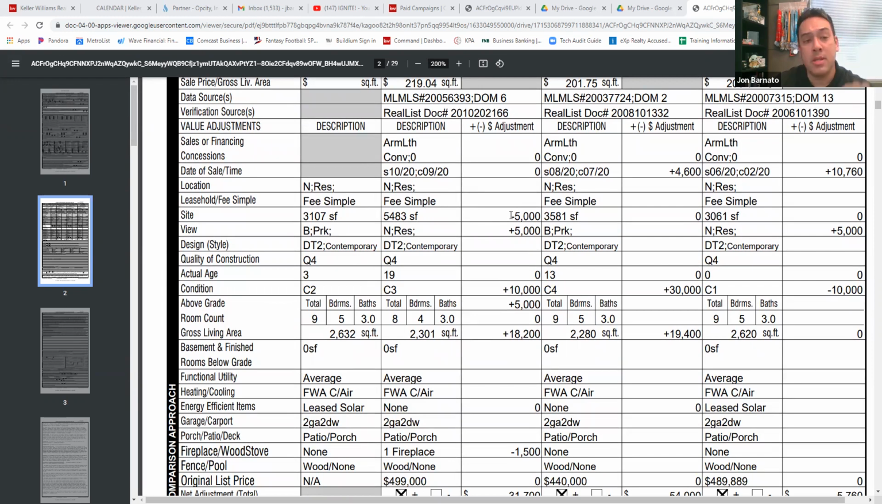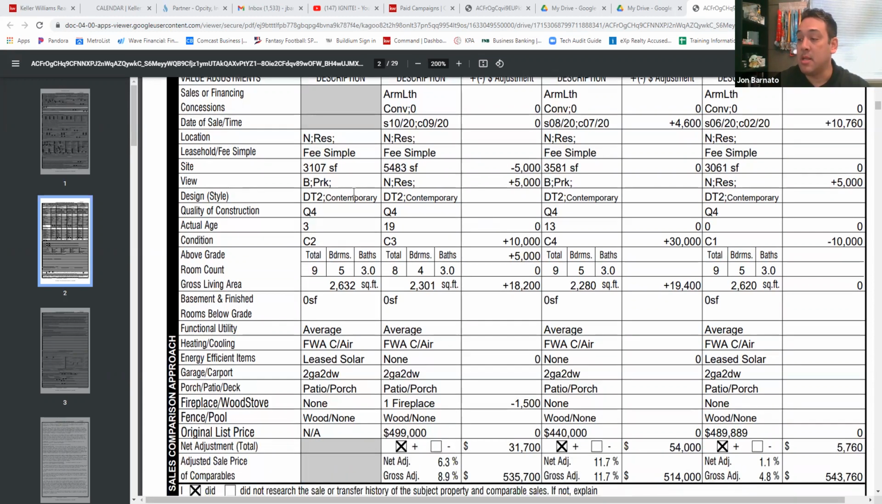So what does this appraiser do? He reduces the value of this house. So this is a sold house. They said similar to me. Why does he reduce the value? Because he's wanting to change that comp to look like my house. So he's saying, this house has a lot that's too big. So I'm going to take value away from it so it looks more like my house, right? Makes sense?